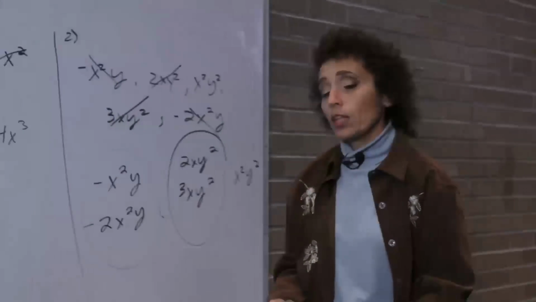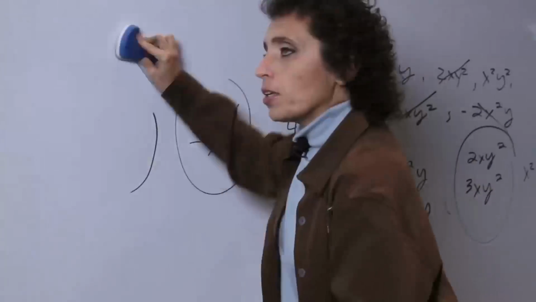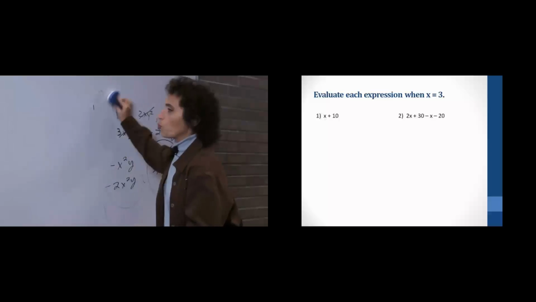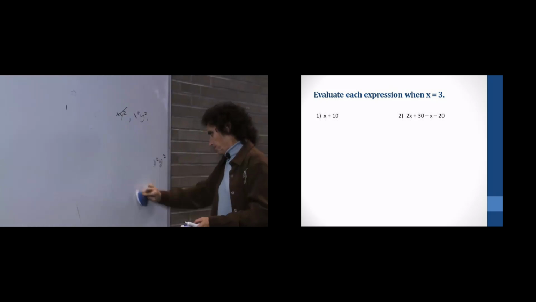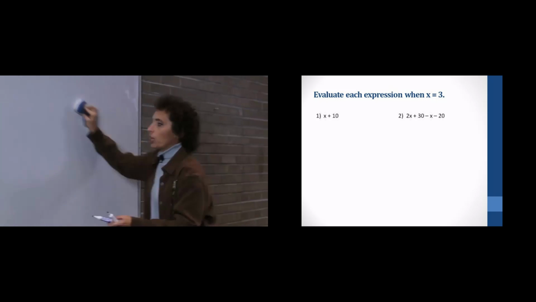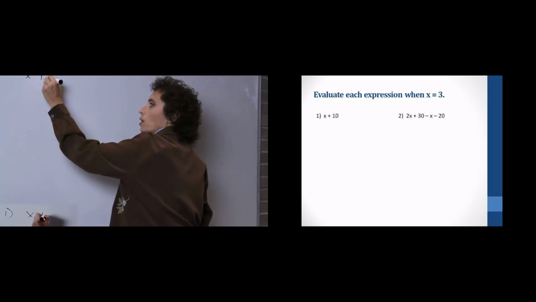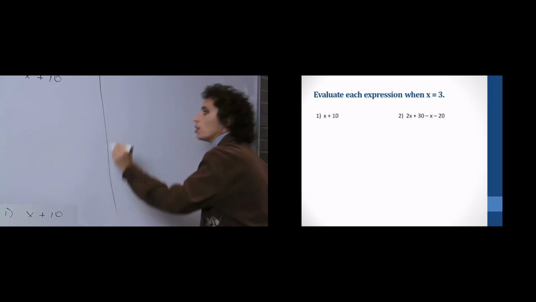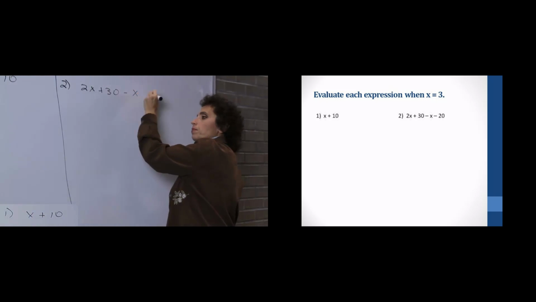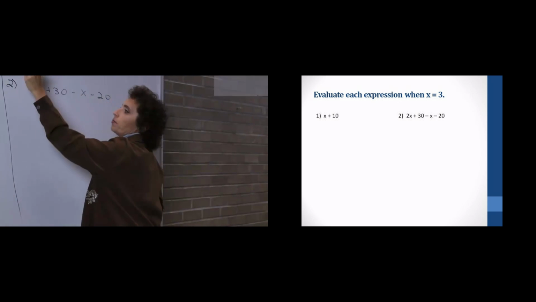Okay. Let's readdress this evaluate ordeal that we've been dealing with. So let's evaluate the following when x is 3. Okay, let's look at x is 3 for these two expressions. I'll put them side by side so we can compare them. I'll let you do the first one, and then we'll do the second one together. Okay, and x is 3.